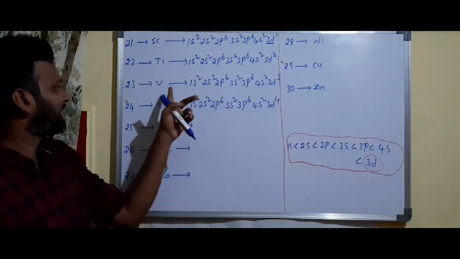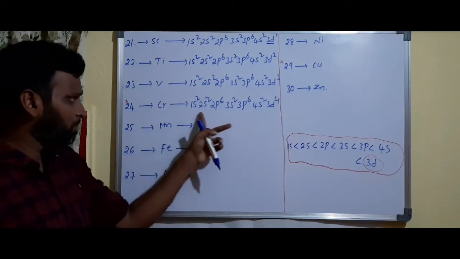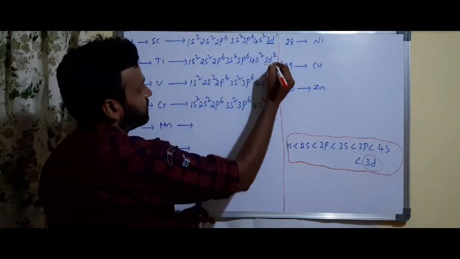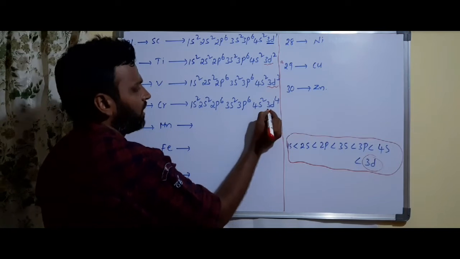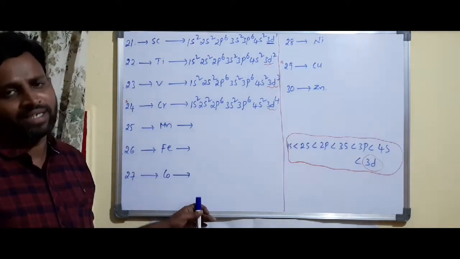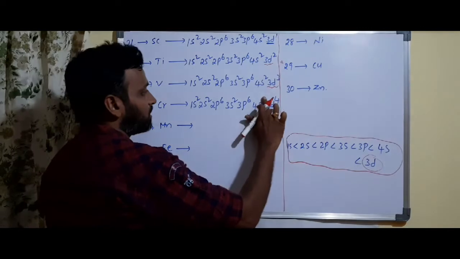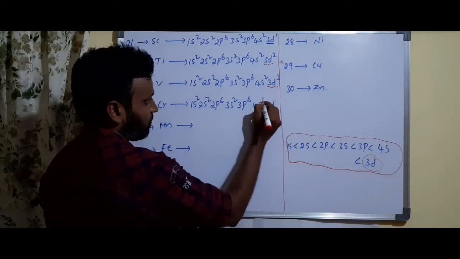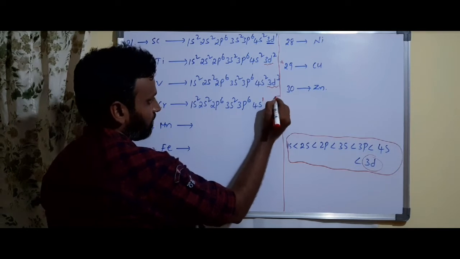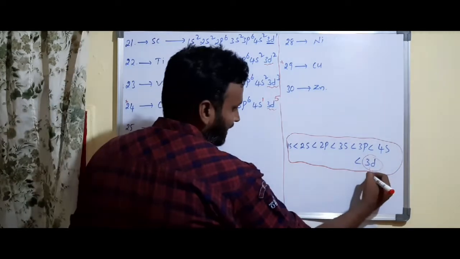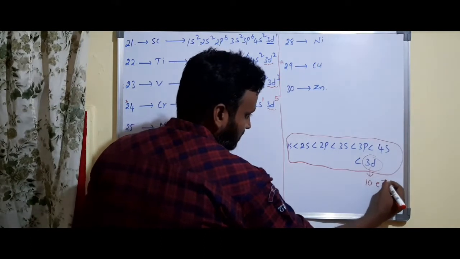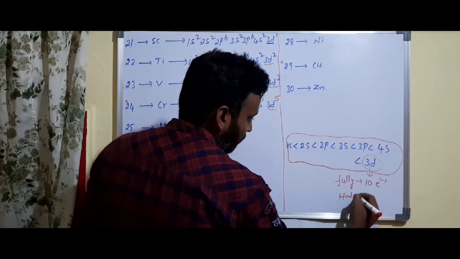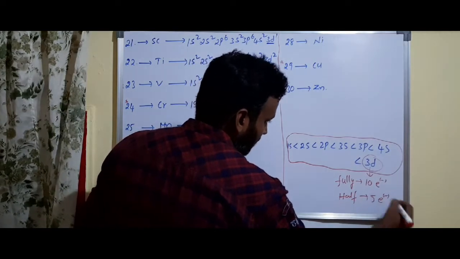24. So exactly from vanadium to chromium, this is correct. Here, if you observe, this is 3d1, this is 3d2, this is 3d3, definitely it can be 3d4, but the configuration is 4s1 and 3d5, because d can have maximum how many electrons? 10 electrons. Fully means 10 electrons. Half means how many electrons? 5 electrons.